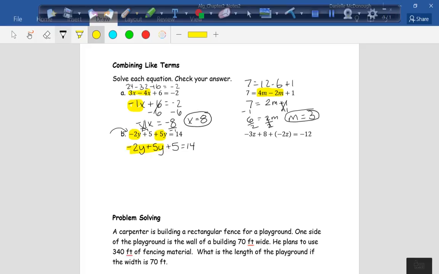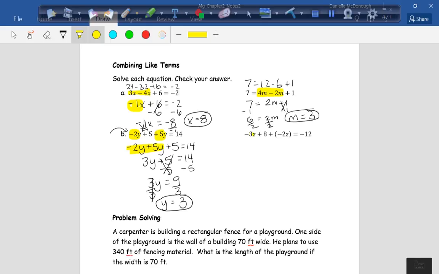So here's my like terms. I have negative 2y plus 5y. If I combine those, negative 2 plus 5 is 3y, and then I have plus 5 equals 14. Again, I'm down to my two-step equation, so here I would subtract 5 on both sides. I'm left with 3y is equal to 9. Divide by 3 to get y is equal to 3.